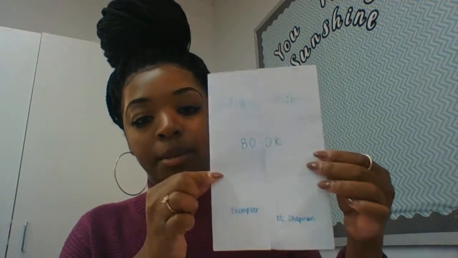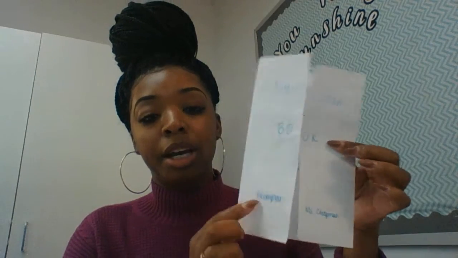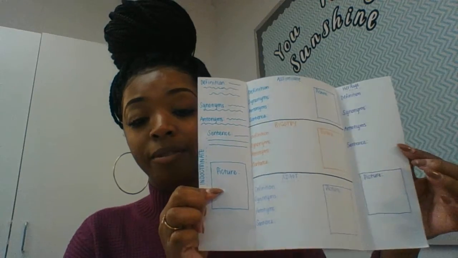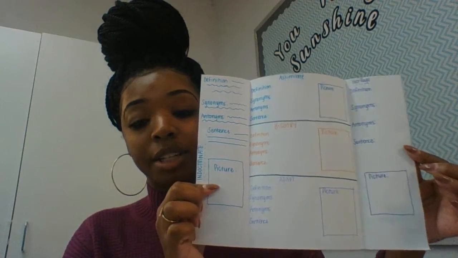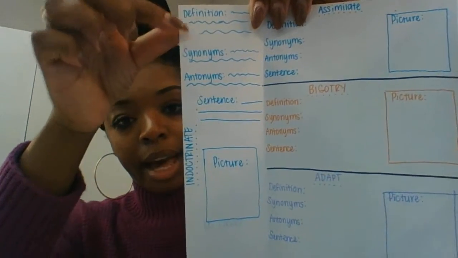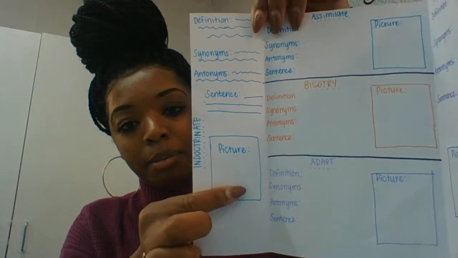So the exemplar has a little title on the front, and then I have my name here. You need to make sure you put your name, make sure you give it a title, and make it colorful and creative. Mine is not, but yours will be. When you open it, you're gonna have space for 5 different definitions, okay? So on this side, this panel right here, I have the definition, I have the synonym, I have the antonym and the sentence, and then here I'm gonna put a picture.